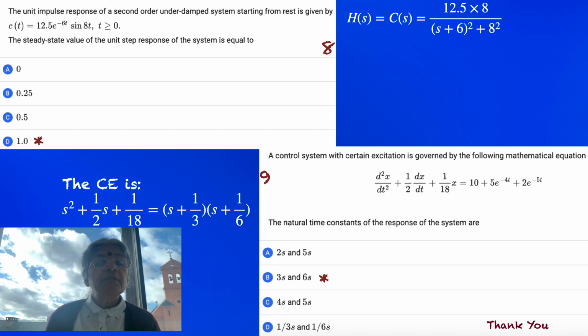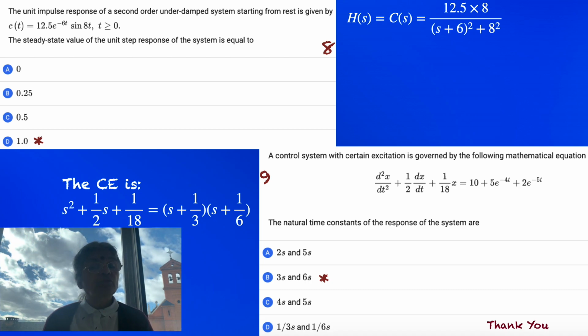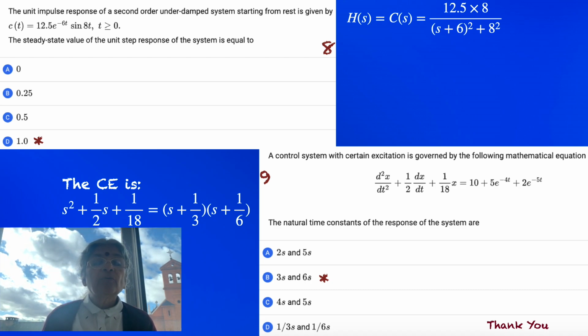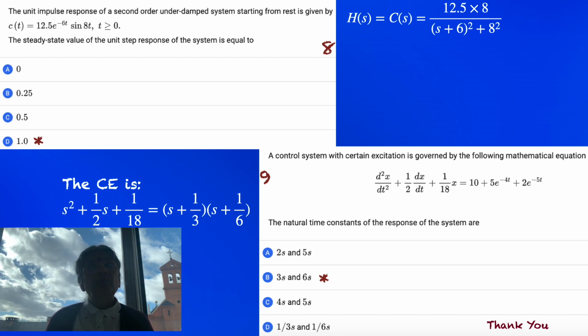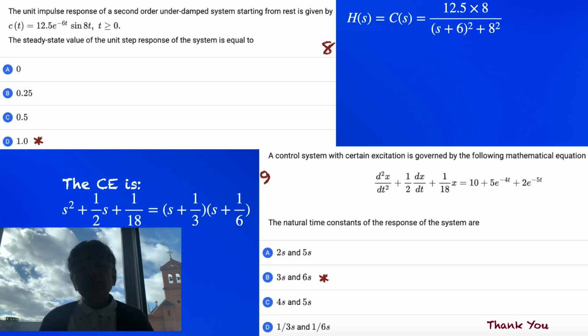And what is asked is the steady state value of the unit step response of the system. So again, there's going to be a 1 by S, and then you've got to find out the steady state value. So what do we do? Multiply by S, and so that S cancels. Then you go for S equal to 0. Okay, taking the limit, the final value here.